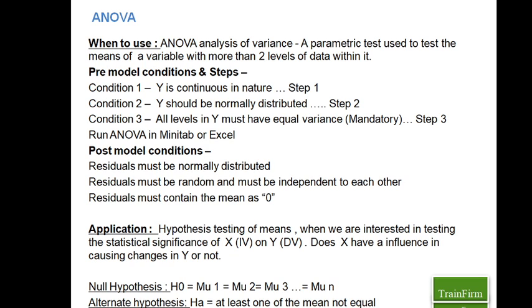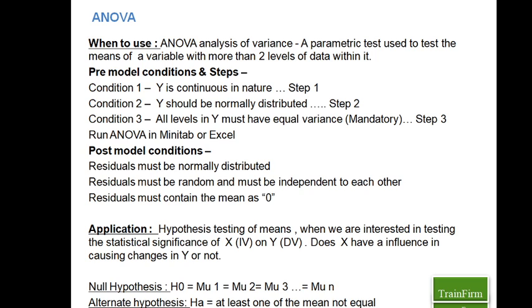One condition is residuals must be normally distributed. Once you run the ANOVA, you will get residuals, and those residuals must be normally distributed. And residuals must be random. They should not be correlated with each other. If I am plotting it over time, there should not be a correlation between these residuals. They should be randomly distributed and independent of each other. And residuals must have a mean of 0. So these are the 3 post-model conditions. We will discuss this when we are doing the exercise. So we discussed the steps to do ANOVA, preconditions and postconditions.